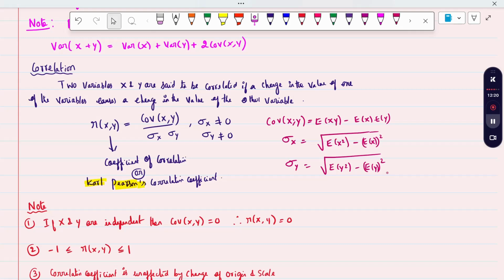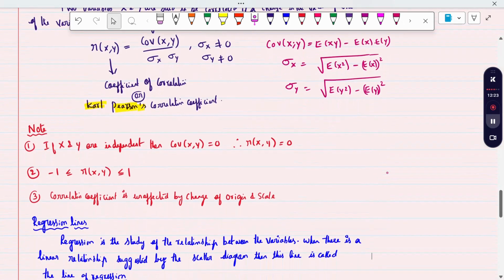We have some properties or notes. If x and y are independent, covariance is 0. Covariance 0 means R, the correlation coefficient, is also 0. This correlation coefficient, my answer will always be between minus 1 to 1. You have to remember that. You will not get more than 1 or less than minus 1. So minus 1 to 1 only our answer will be.